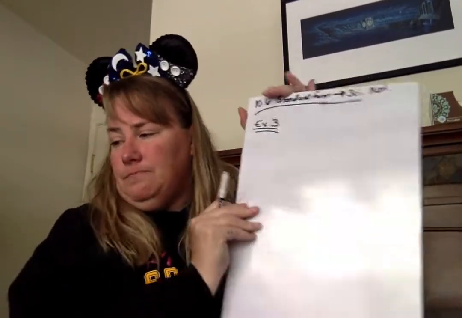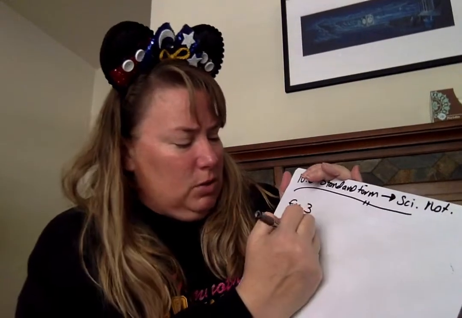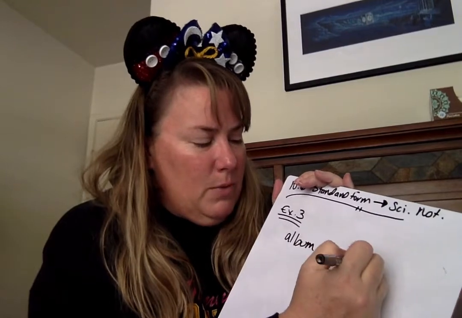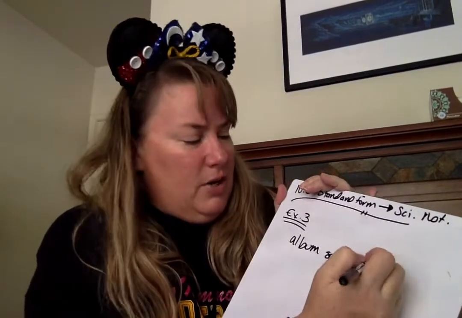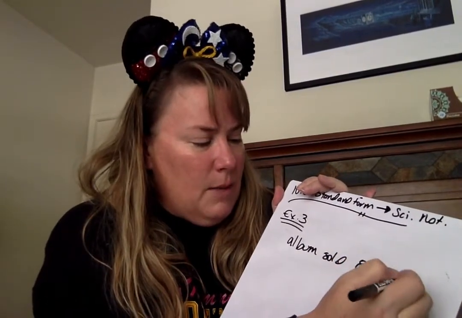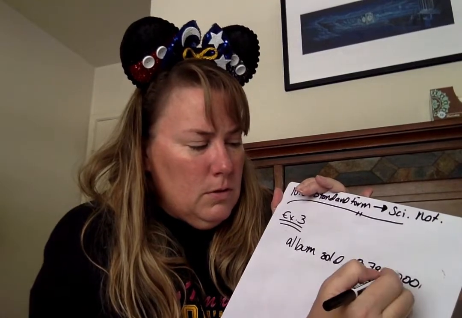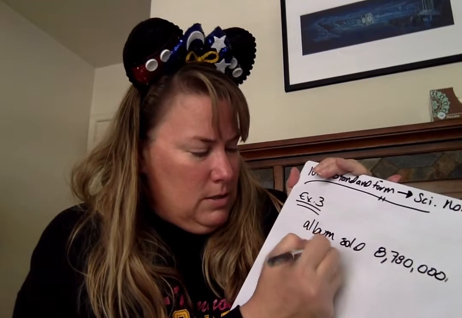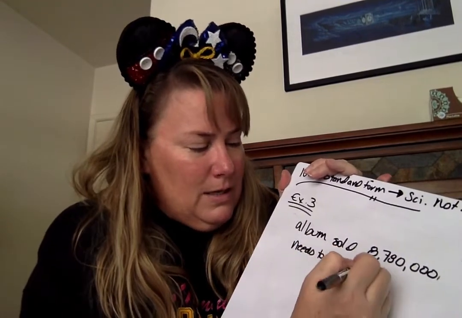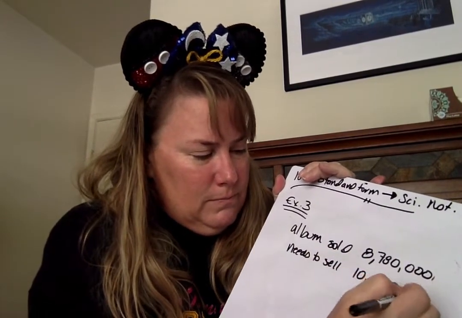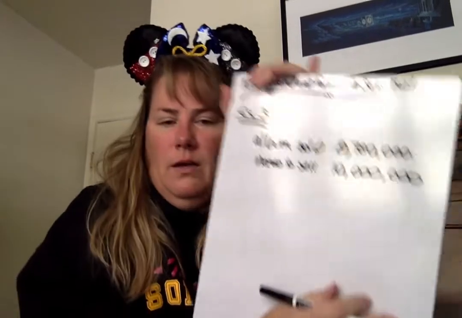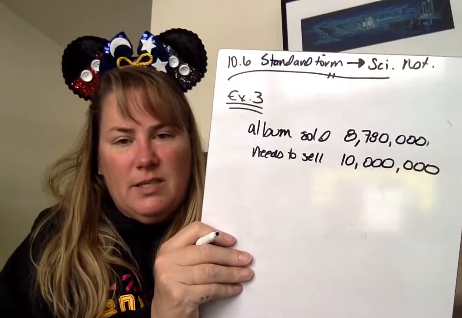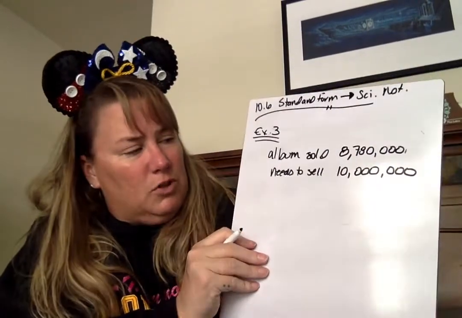So the other piece of the problem that you need is actually in the picture. So don't forget to look at the pictures. Okay, so the album has sold 8,780,000 copies. And it needs to sell 10 million. And the problem is asking, how many more copies does it need to sell? And they give you 4 choices as a multiple choice.